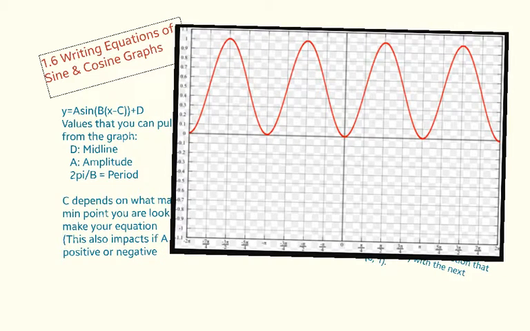In this graph, we know that the d value of the graph comes from our midline. So I see my max is up here at 1, my min is at 0, so my midline must be right along here at y equals 0.5. So my midline is y equals 0.5.